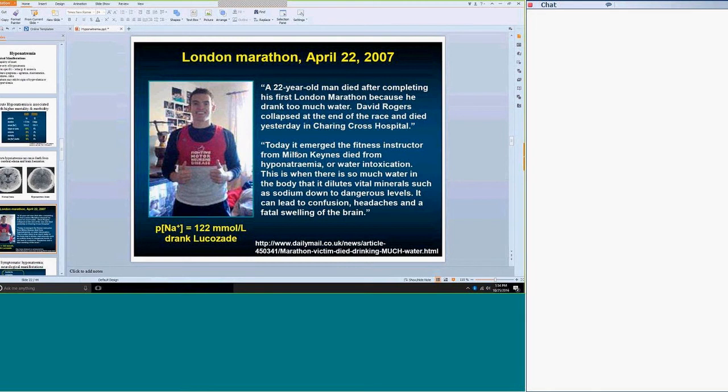A fitness instructor, who should probably have known things a bit better, all he did was drink glucosade, which is like glucose powder or syrup, the juice we get, plain glucose and water. There's no salt in it, and he died because of acute hyponatremia.